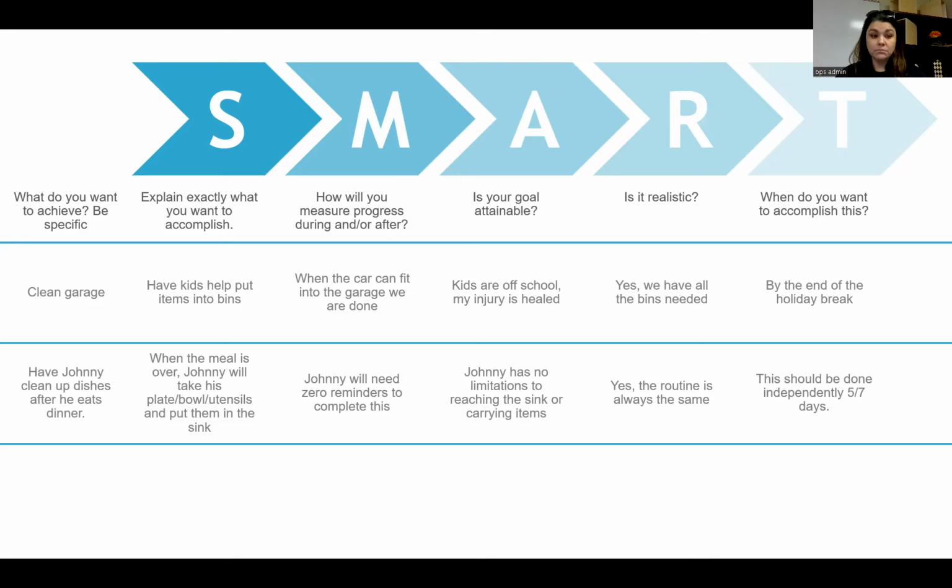So when the meal is over, we signal the meal is over, he will take all of his stuff, his cup, his bowls, his plates, whatever it is that he used, and he will bring it and put it in the sink directly. That is the specific outcome that I am looking for. Okay. How am I going to know if he's doing this every time or not? Well, when he needs 0 reminders, I'll know that the task is done.